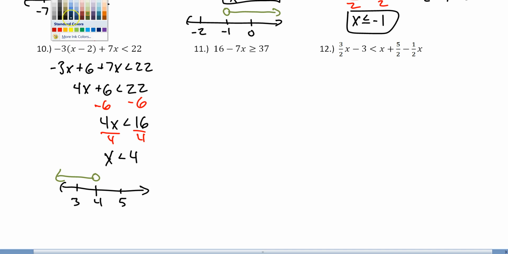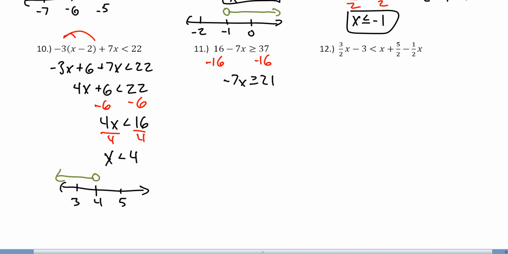And the next one, I'm going to start right away by subtracting the 16 from each side. So in this one I end up with a -7x is greater than or equal to a 21, and now I divide by the -7. And again, because I'm dividing by a negative, I have to flip that inequality sign. Don't forget to flip the inequality sign in these, okay?